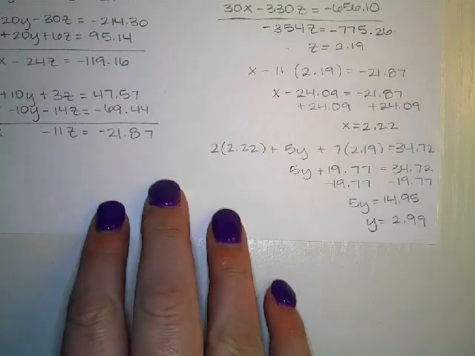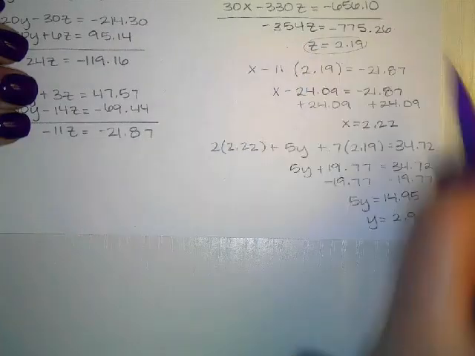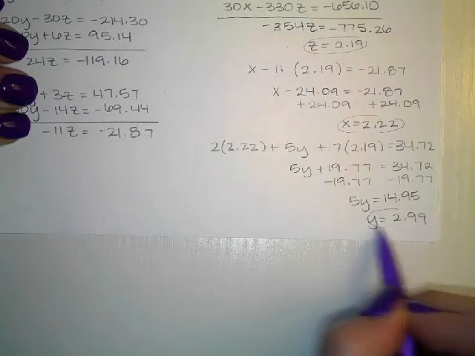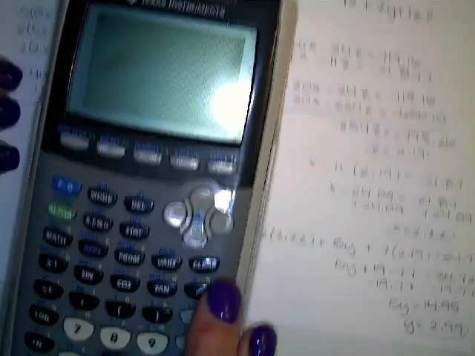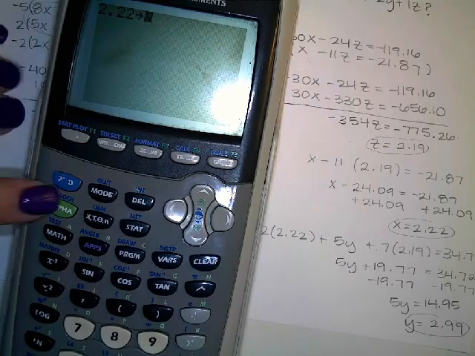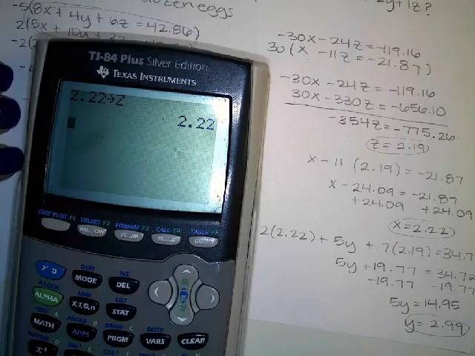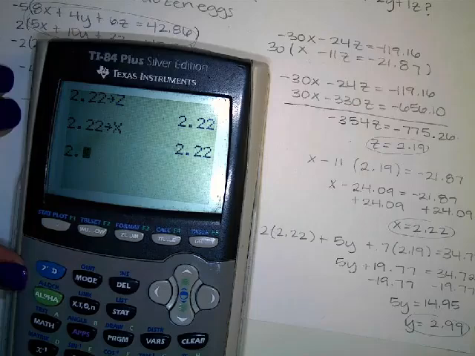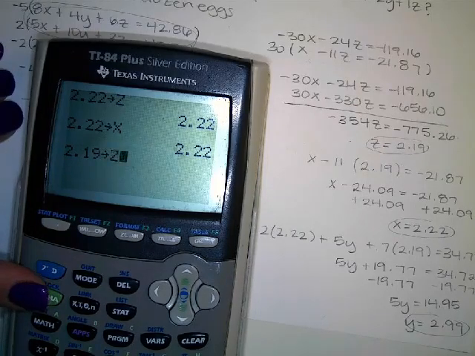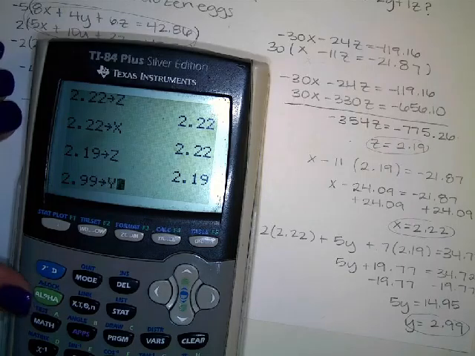So at this point we have our three prices. These are not my answers, these are just our three prices. And I wanted to feel better about my answers at this point, so what I did here is I took my three answers, 2.22, and I stored this as x. 2.22 is x. There we go. 2.19 store as z. 2.99 store as y. So I have x, y, and z all stored in here.